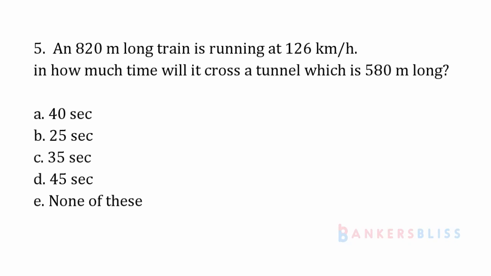An 820 meter long train is running at 126 kilometer per hour. In how much time will it cross a tunnel which is 580 meter long? See here, they have given the length of the train, the length of the tunnel, and the speed. We have to calculate the time. The distance is in meters, and we want to calculate the time in seconds. But the speed is in kilometer per hour. So we have to convert the speed from kilometer per hour into meter per second.